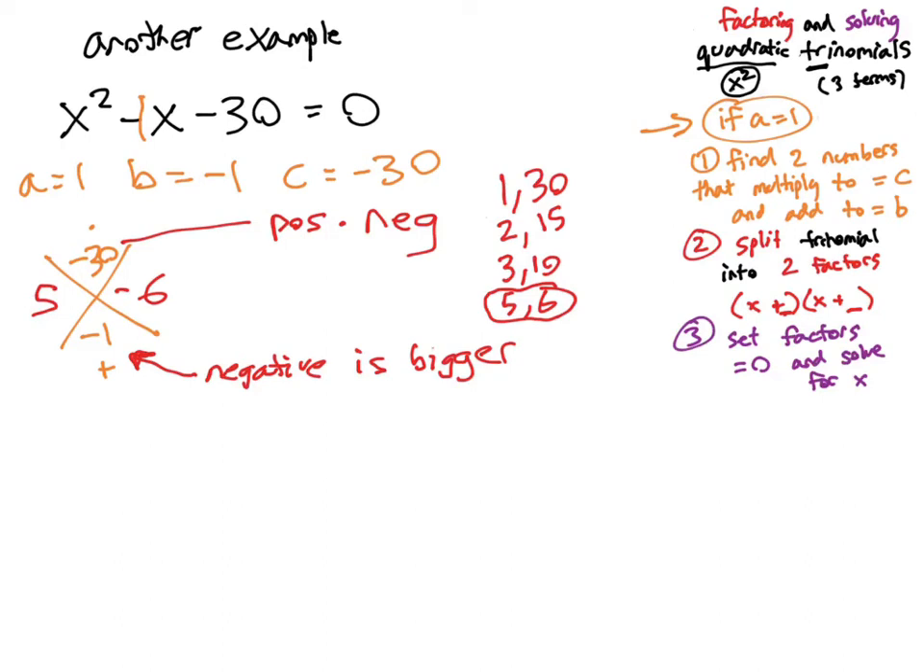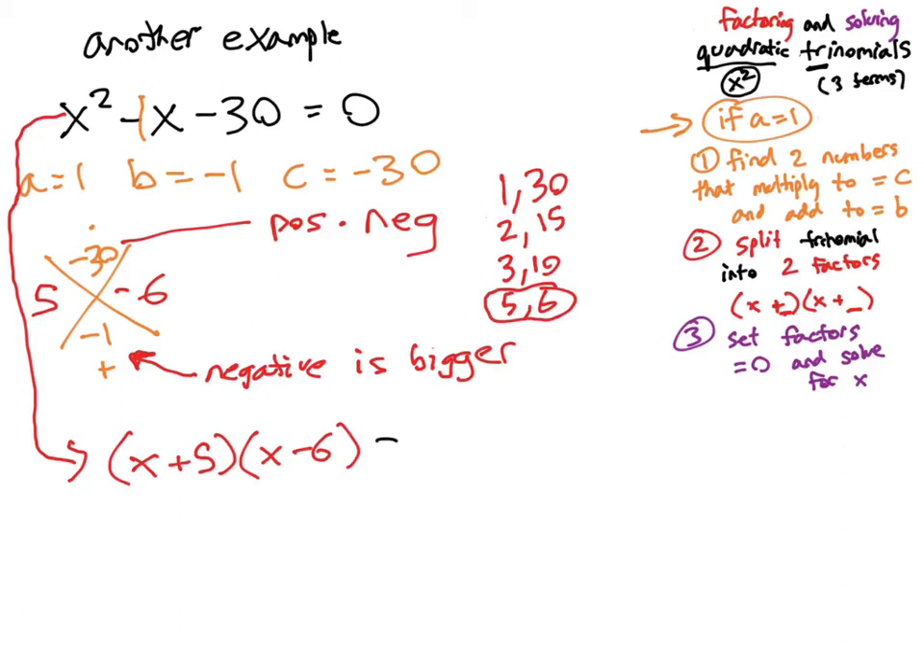Now that we've found a pair of numbers that solves our puzzle, let's split our trinomial apart into two factors, x plus 5 times x minus 6. And this equation is still equal to 0. So those are the factors of our polynomial.